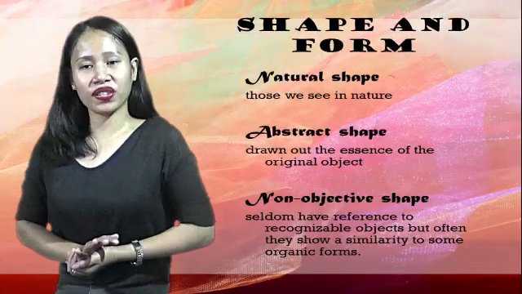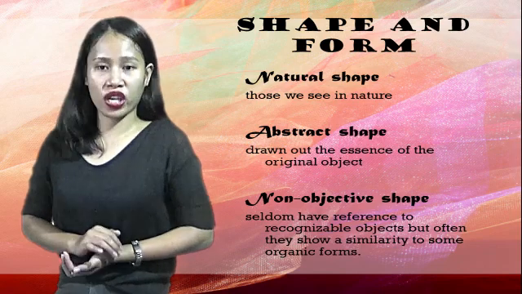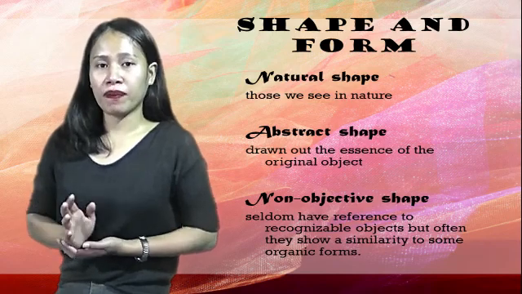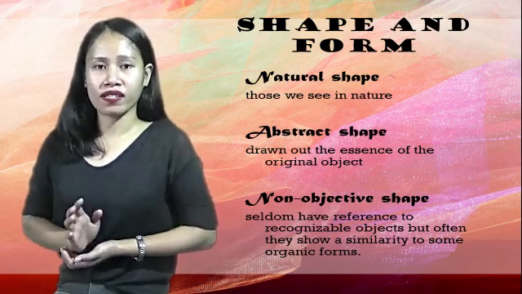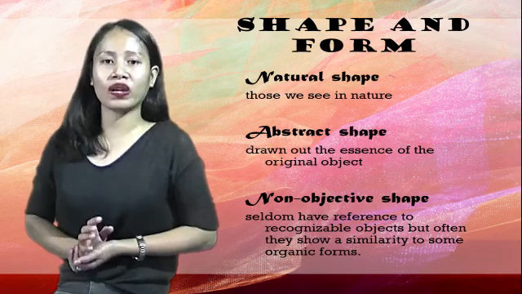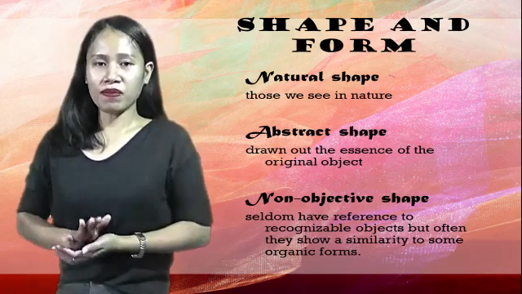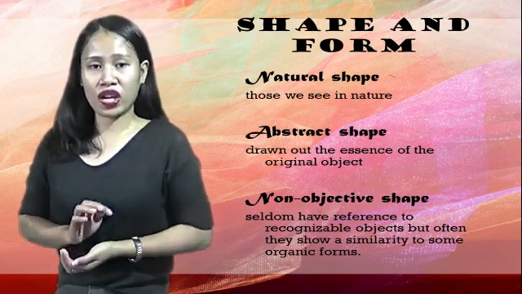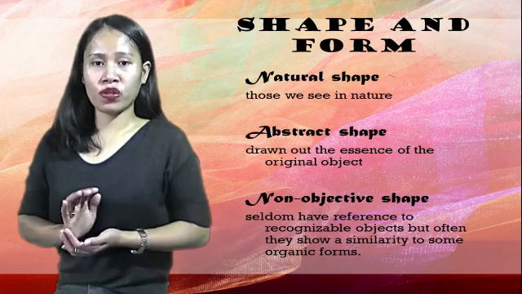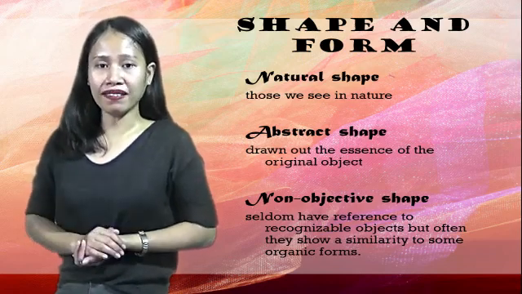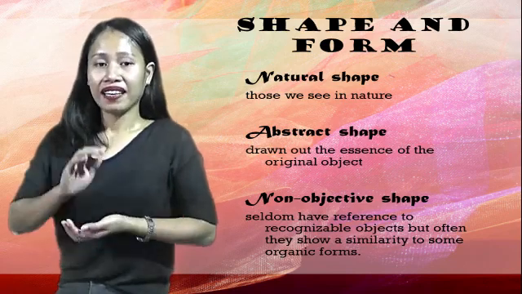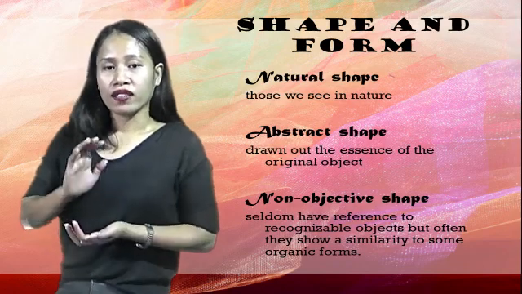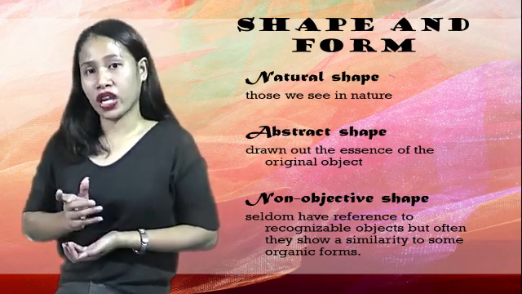So let's proceed to the next element of art, which is shape and form. When the ends of a line meet, they form a shape. Shape can also be described as a figure separate from its surrounding area or the background. Shapes may be natural, abstract, and non-objective. So we have the natural shape. Natural shapes are those we see in nature, such as shapes of men, animals, and trees. They may be interpreted realistically or they may be distorted. Distorted means twisted out of shape.